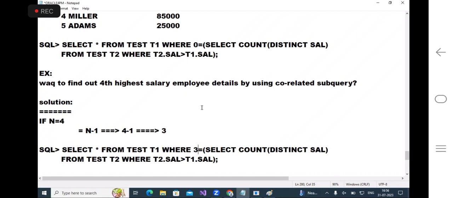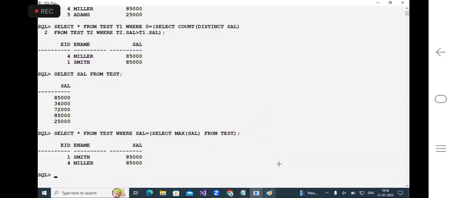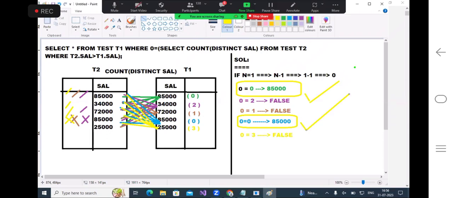Okay, so now everything will be same, but in n minus 1 place I used what now? 3. So that means now come out and see outer query, value how much here? 3. 3 is equals to, compare now. First one is how much here? 0. 3 is equals to 0. Matching? No. Condition false.